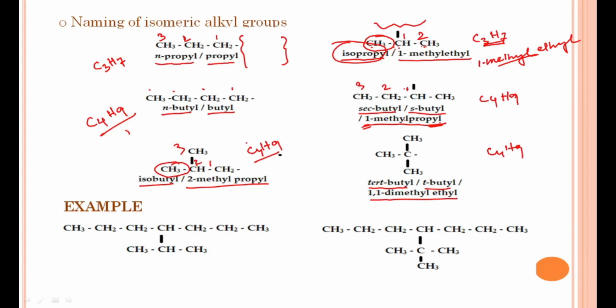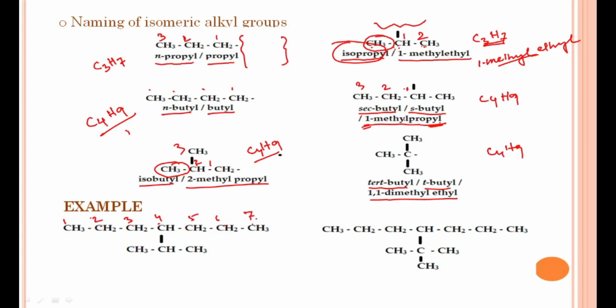Let's take some examples using these groups. Let's take this example. You have to give numbering 1, 2, 3, 4. The fourth carbon is getting the substitution. If you count from this side, 1, 2, 3, 4, it is the same position. So we can give numbering from either this side or that side. Both are the same.